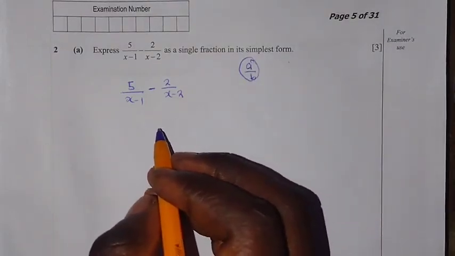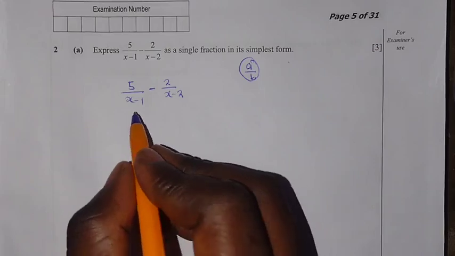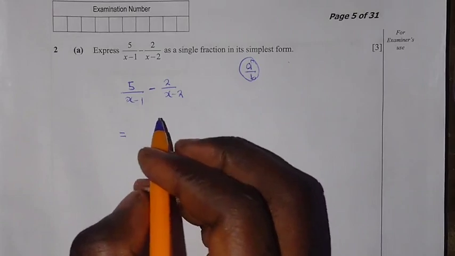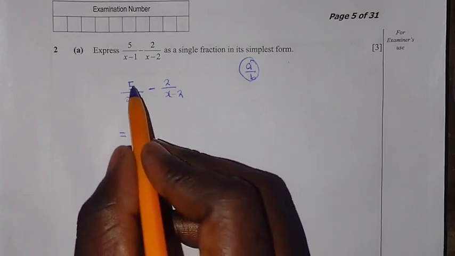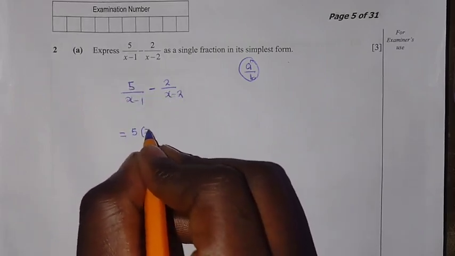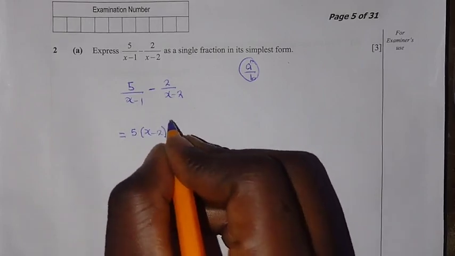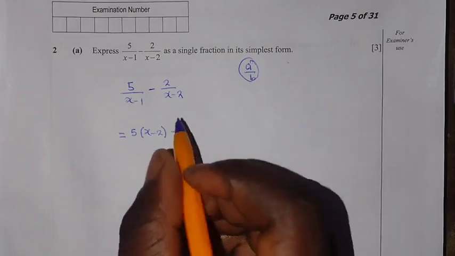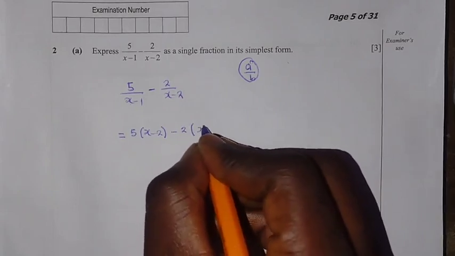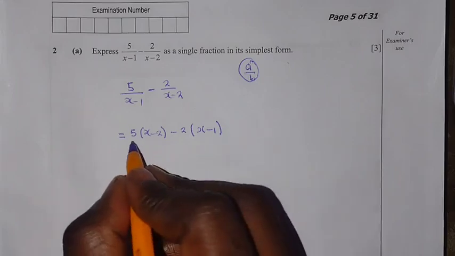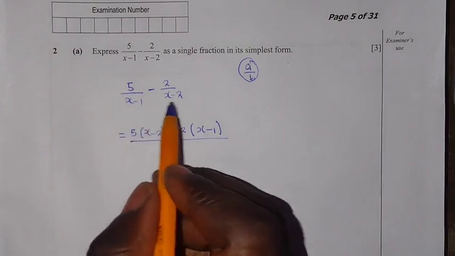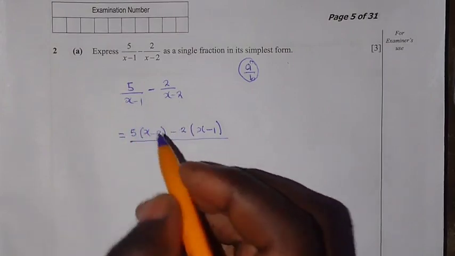Now, what you should do is look at the denominators. The denominators are expressions, okay? So what you are going to do is check in the diagonals. We'll say 5, you multiply x minus 2. So you write 5, then x minus 2. Then you write this minus here. Then this 2 will multiply this one, 2, then x minus 1 over. So upon doing this, since the denominators are expressions, just get both of them.